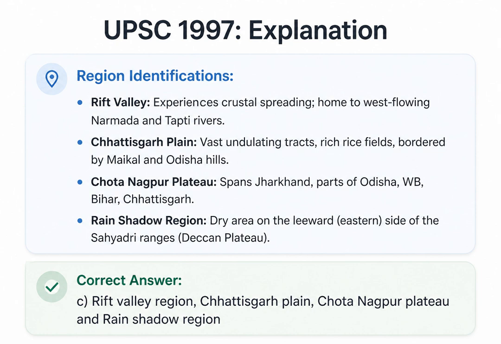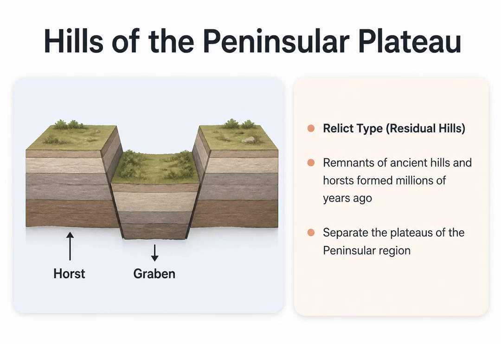Now that we have mapped out the plateaus, we will next turn our attention to the specific hill ranges that define this landscape. The hills in the peninsular region are primarily of the relict or residual type. This means they are the eroded remnants of hills and horsts that formed millions of years ago. A horst is an uplifted block of the Earth's crust, while the adjacent subsided block is called a graben. Together with river valleys, these ancient hill ranges act as natural dividers, separating the various plateaus within the peninsular region.